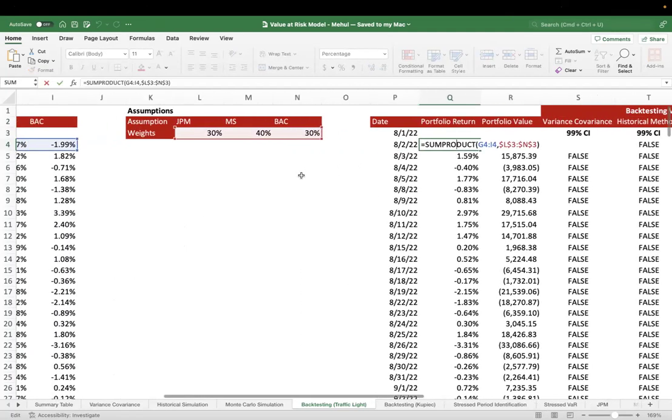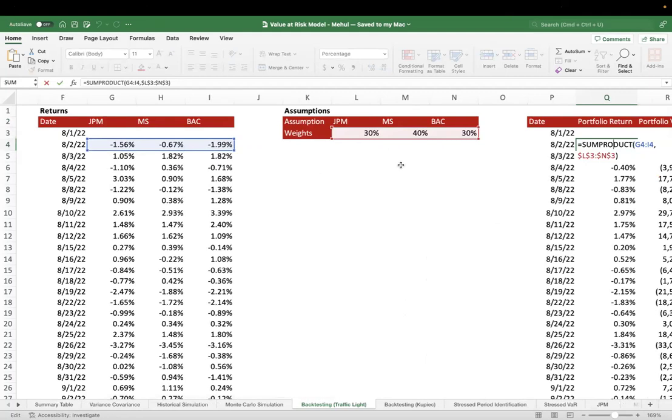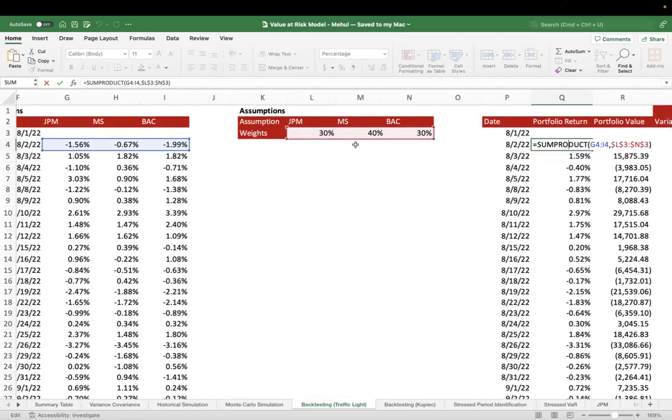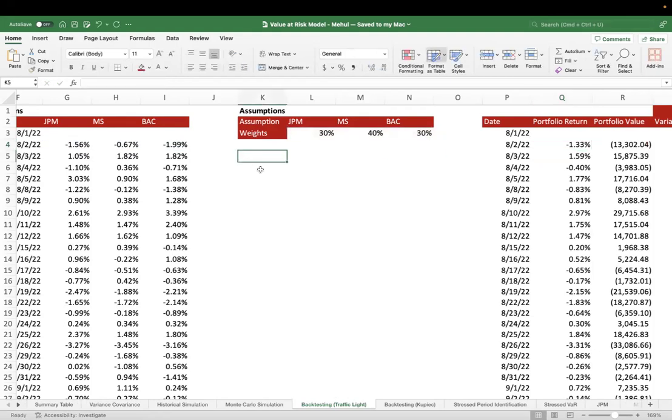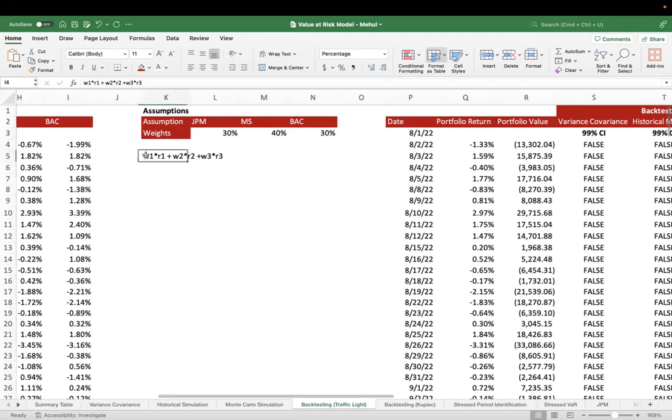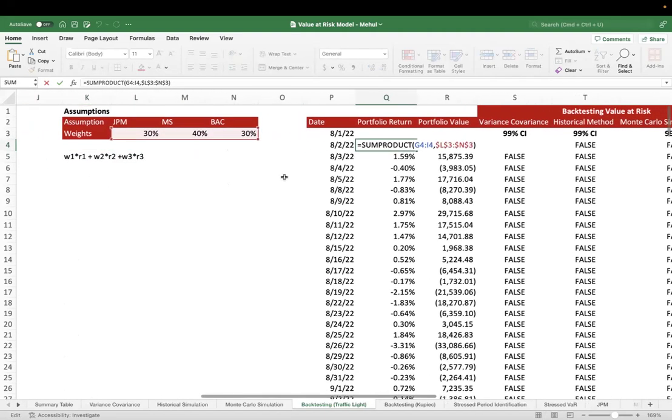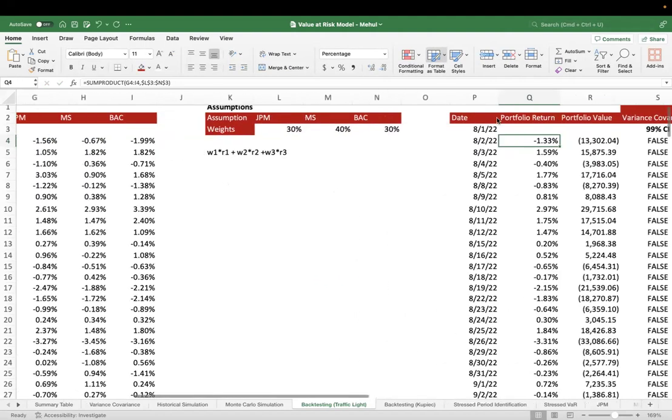Now to calculate the portfolio return, we can use a sum product, or we can multiply W1 with R1, the weight of stock 1 times return 1, plus W2 times R2, plus W3 times R3. That means multiplying the JP Morgan weight with the JP Morgan returns, adding the Morgan Stanley weight times its returns, and adding the Bank of America weight times its returns. Both will give you the same results.